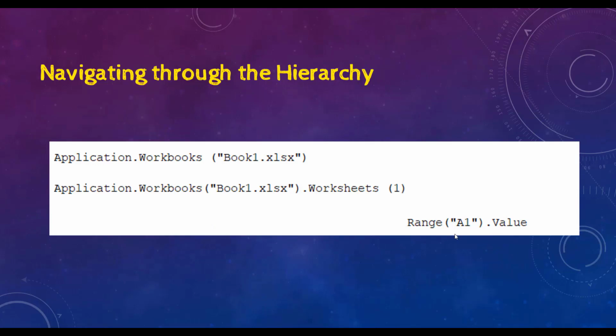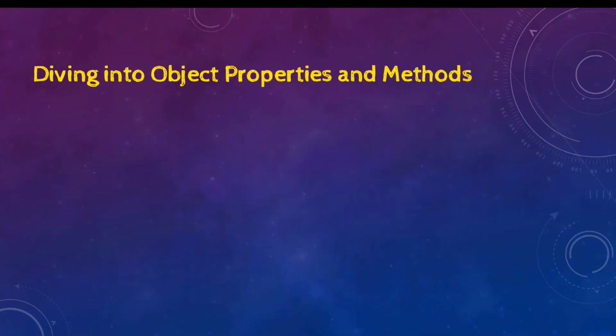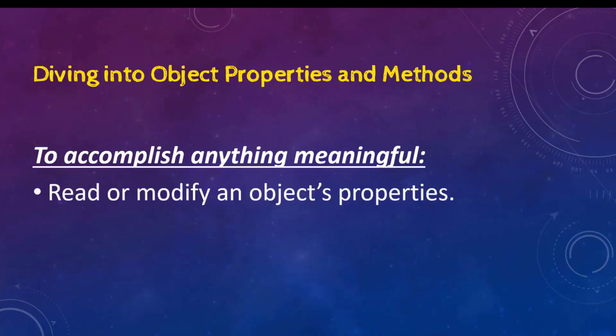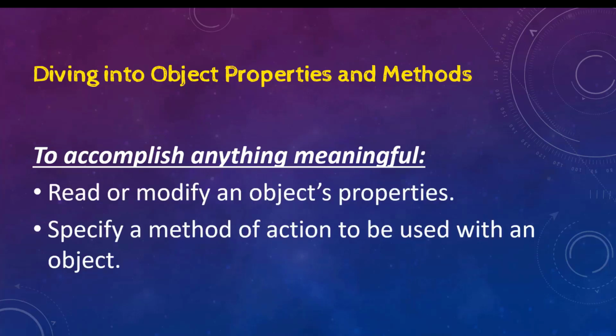And for short, we can use only range A1.value. Diving into object properties and methods. Knowing how to refer to an object is important, but you cannot do anything useful by simply referring to an object. To accomplish anything meaningful, you must do one of two things: read or modify an object's properties, or specify a method of action to be used with an object.